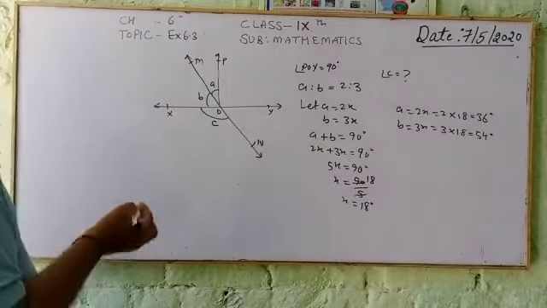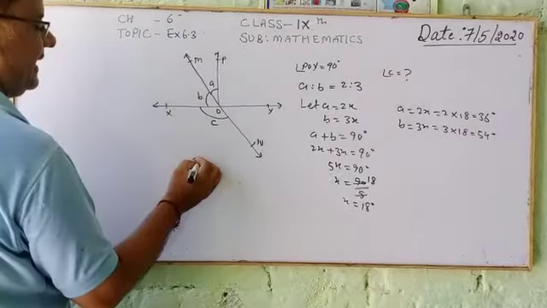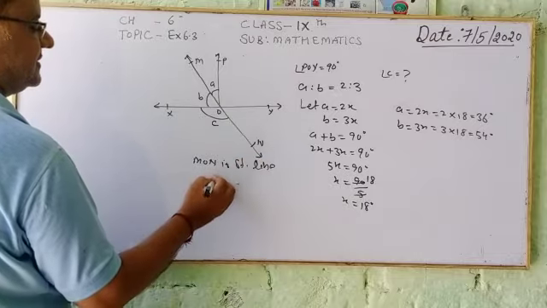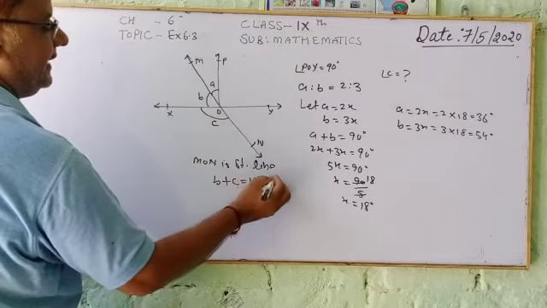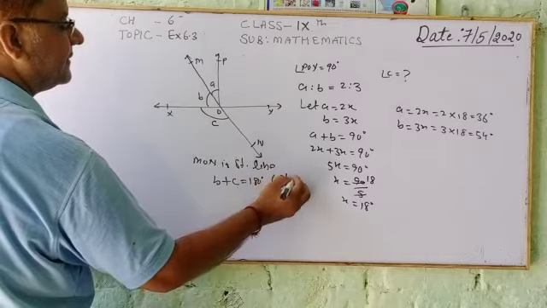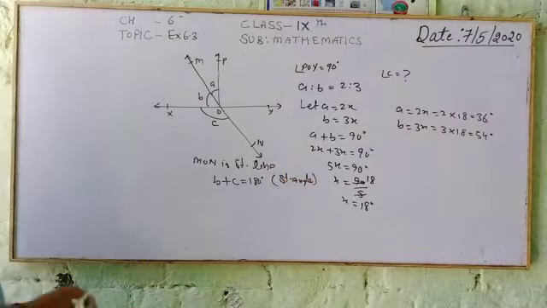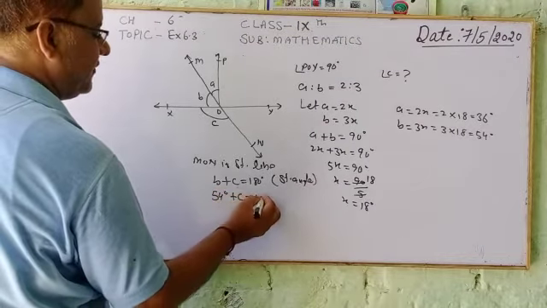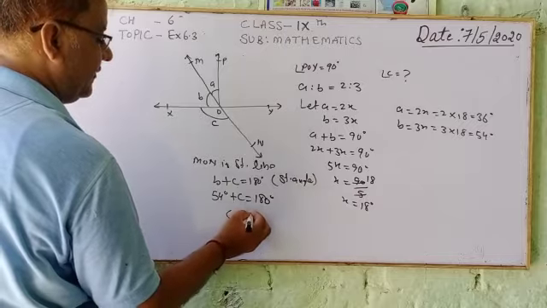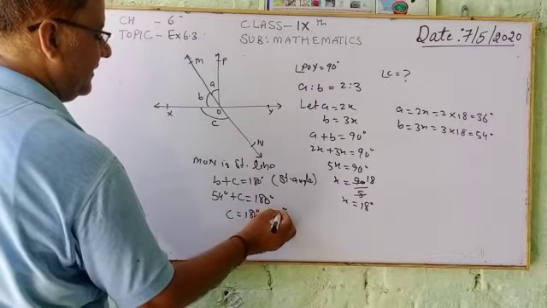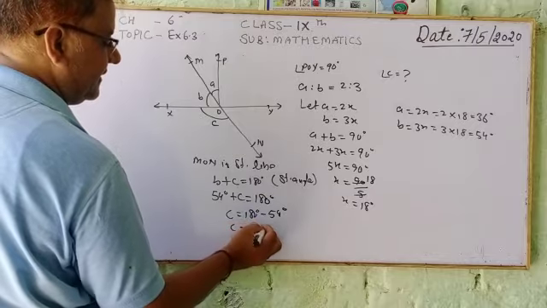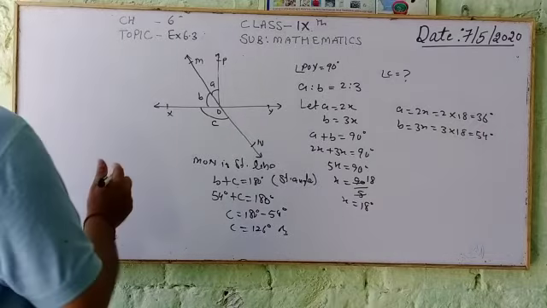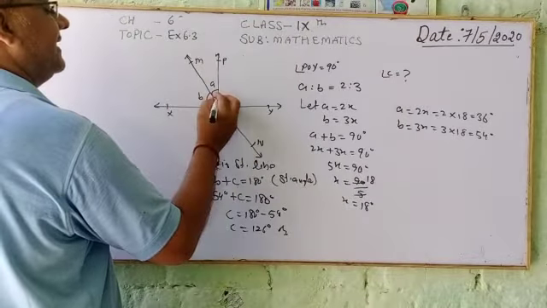So when we look here, this MON is a straight line. So it makes a straight angle. So B plus C equal to 180 degree, being the straight angle. And put the value of B, that is 54 degree, plus C equal to 180 degree, and C equal to 180 degree minus 54 degree, we get 126 degree. We get an answer.